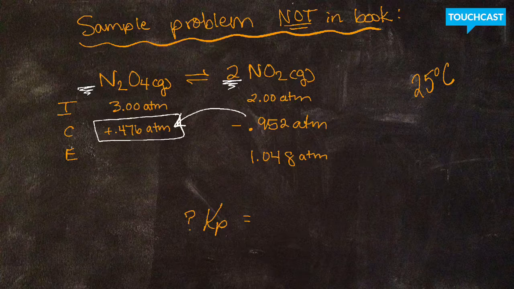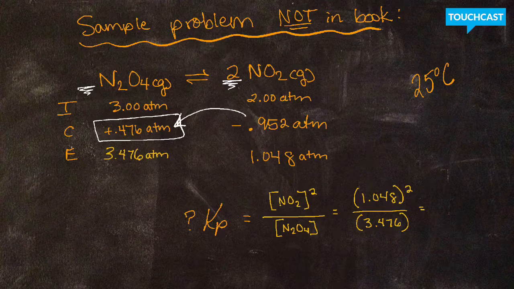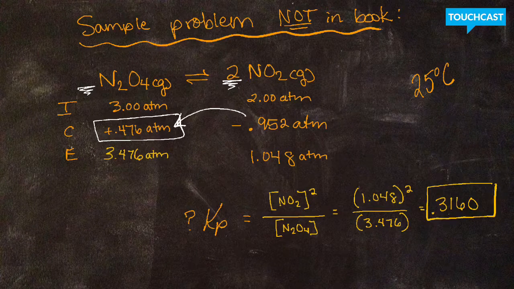Let's finish the ICE table and solve for K sub P. So just remember, products over the reactants. The product had a coefficient of 2, so make sure you square it. Now let's solve. I get 0.3160.